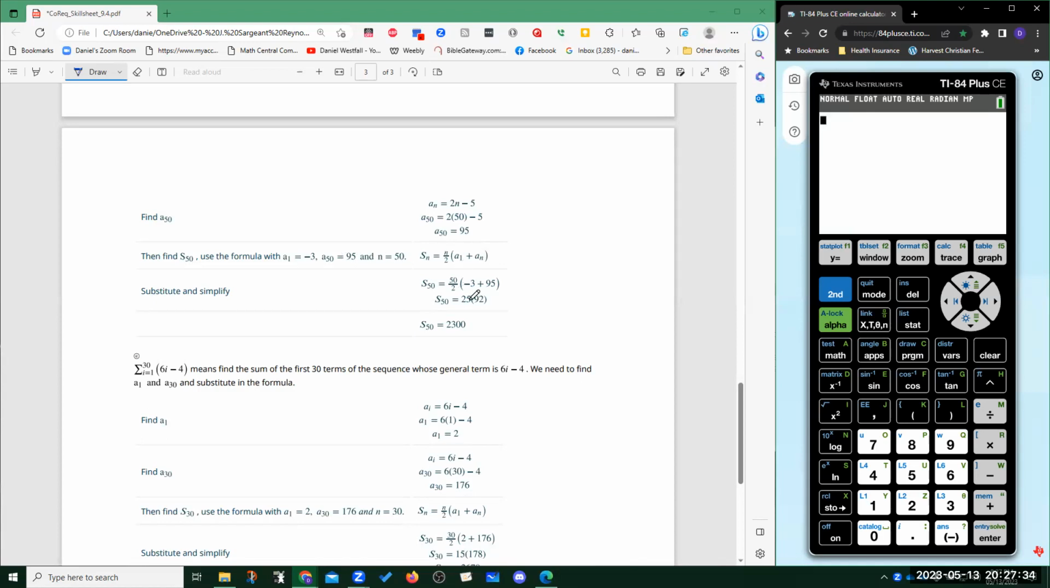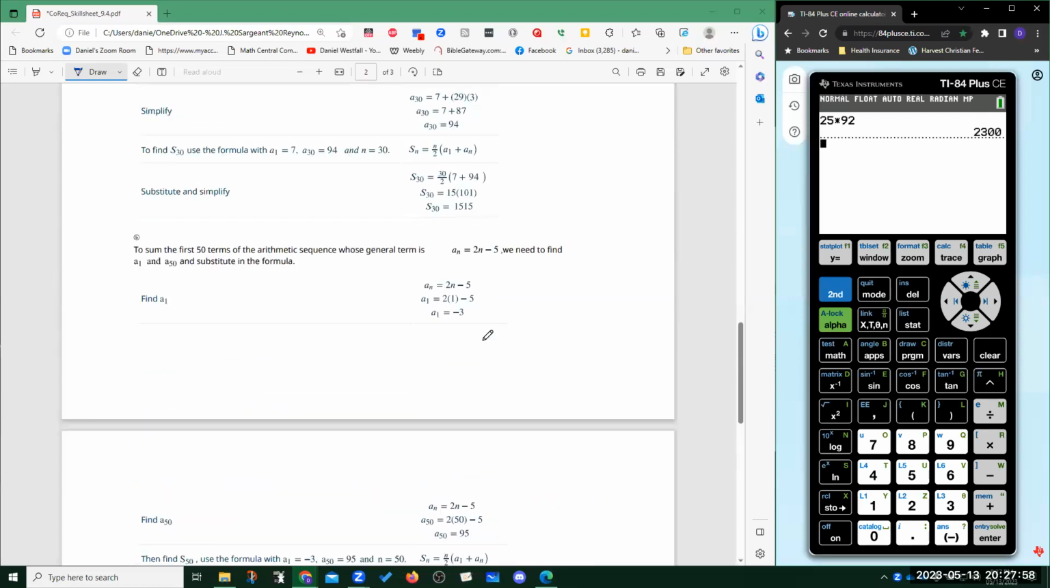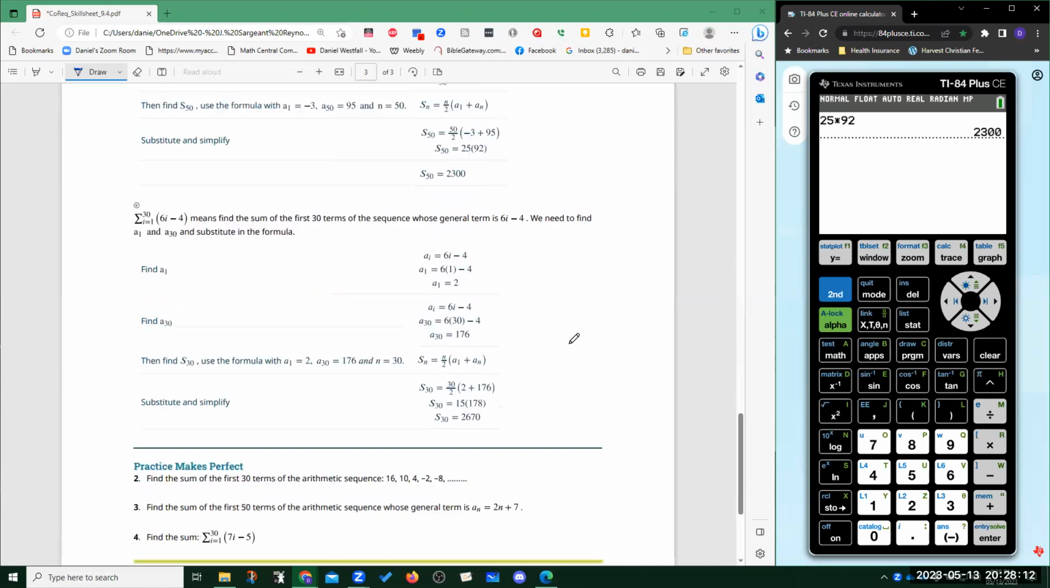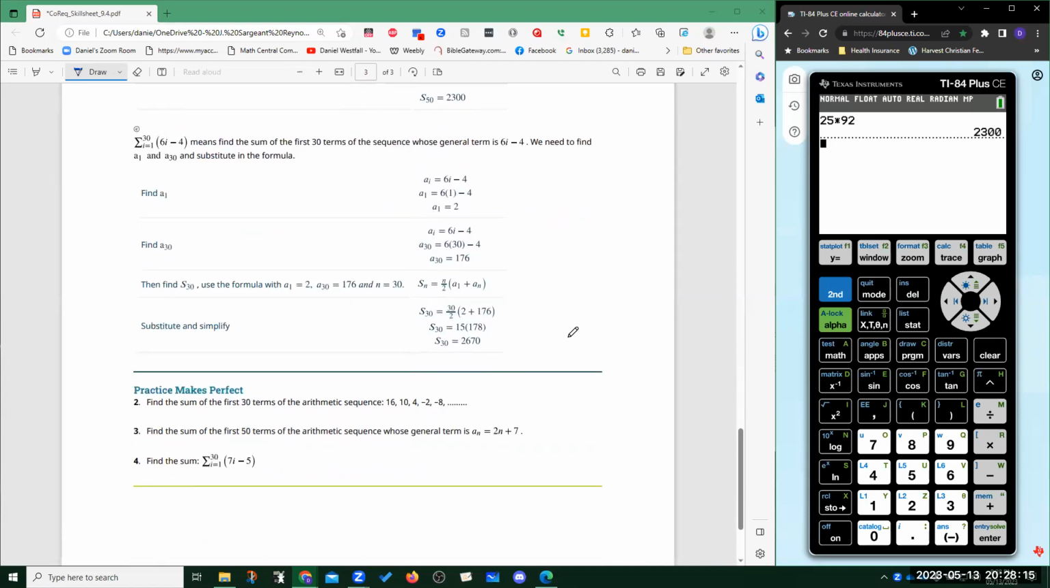50 divided by 2 is going to be 25. 95 minus 3 is going to be 92. 25 times 92 is going to give us 2,300. And that was way better than adding negative 3 plus, what was our common difference here? 2 plus negative 1 plus 1 plus 3 plus 5, all the way out to 95. That would have been a lot of adding to do to get 2,300.